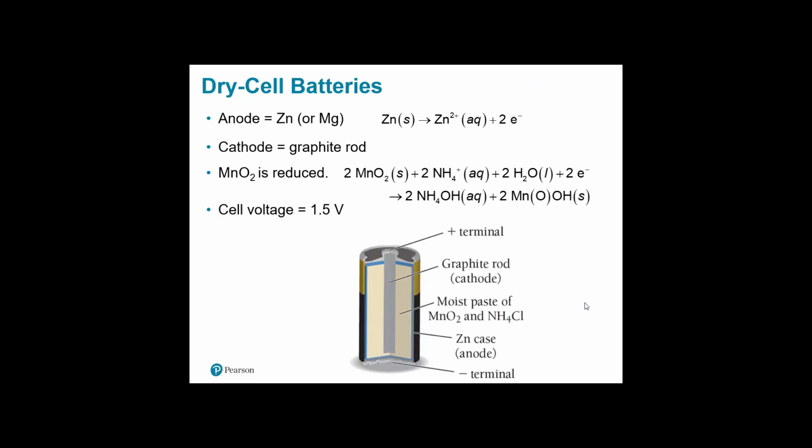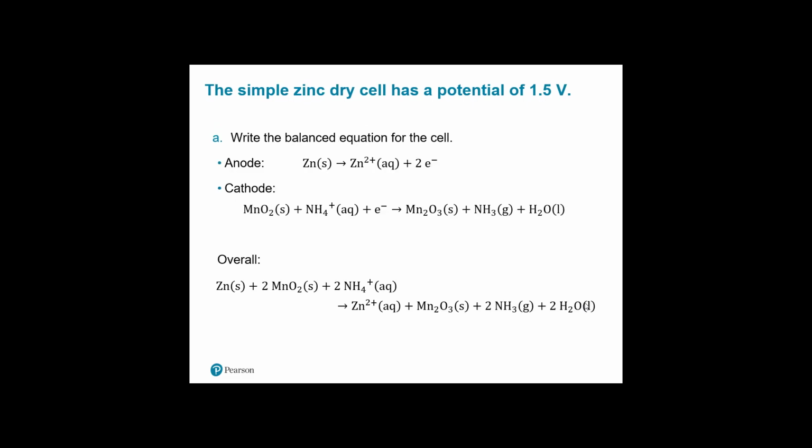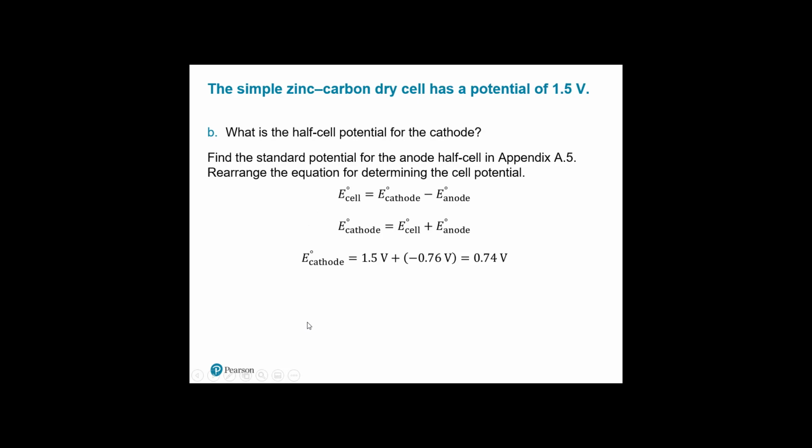So if we take a step back, write a balanced equation for the cell, a simple zinc dry cell. If we pull out this information, what would be at the anode, what would be at the cathode, and the overall? Remember, we would balance these out with the electrons and so forth, and then we would have our overall balanced equation for this.